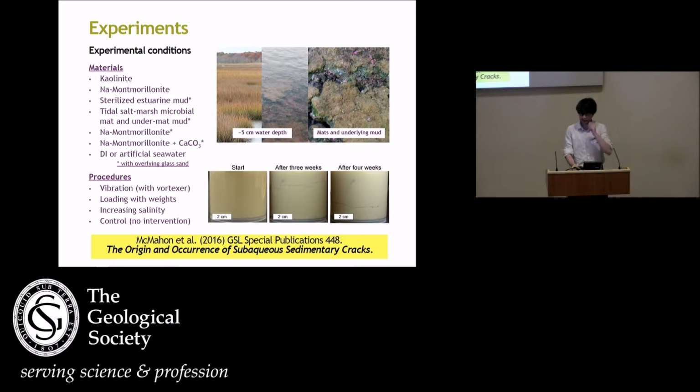So we did some fairly simple experiments. We were interested in all of the various processes that have been suggested to form subaqueous sedimentary cracks. We took some relevant substrates, different clay minerals, smectites, different types of mud, and we subjected them to vibration to simulate the effects of seismic activity, loading with different weights, increasing the salinity around them, and just not doing anything at all to them. And for the most part, nothing happened in these experiments. We were able to show, of course, that salinity increase causes smectite to crack, but that's hardly novel.